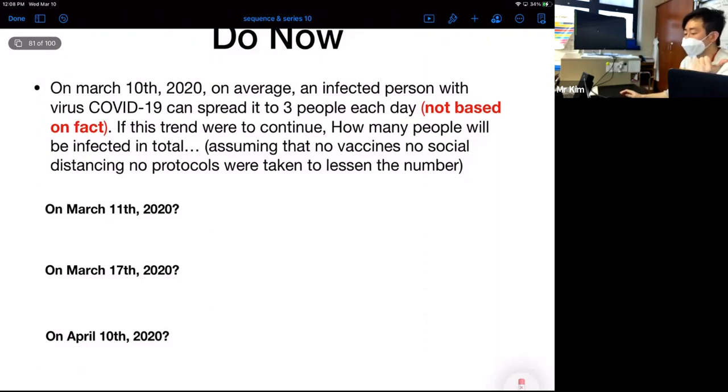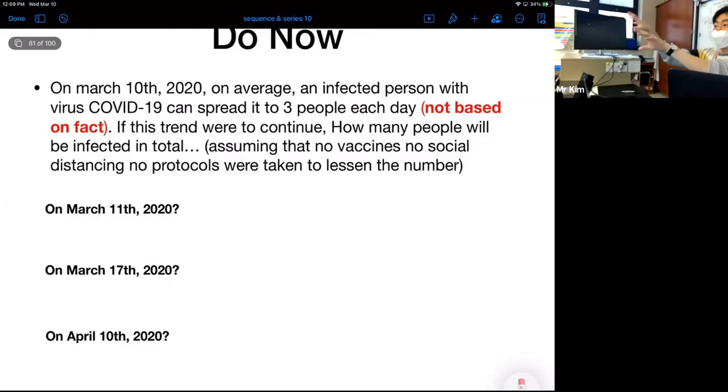So on March 10th, 2020, exactly a year ago, when this whole COVID thing started, and we started doing virtual sessions in schools, on average, an infected person with COVID-19 can spread it to 3 people each day. Now, this is not accurate, but let's just assume for the sake of the question that's the case. If this trend were to continue, how many people will be infected in total? Assuming that no vaccines, no social distancing, and no protocols were taken to lessen the number. So let's say, for example, I am patient 0. I have COVID-19. I spread it to Daniel, Wyatt, and Noah.